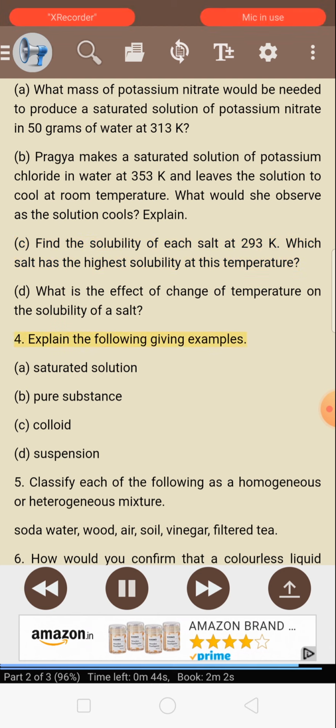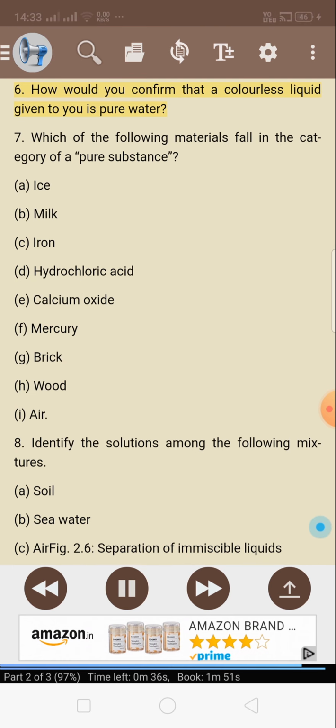4. Explain the following given examples. A. A saturated solution. B. Pure substance. C. Colloid. D. Suspension. 5. Classify each of the following as a homogeneous or heterogeneous mixture: soda water, wood, air, soil, vinegar, filtered tea. 6. How would you confirm that a colorless liquid given to you is pure water? 7. Which of the following materials fall in the category of a pure substance?